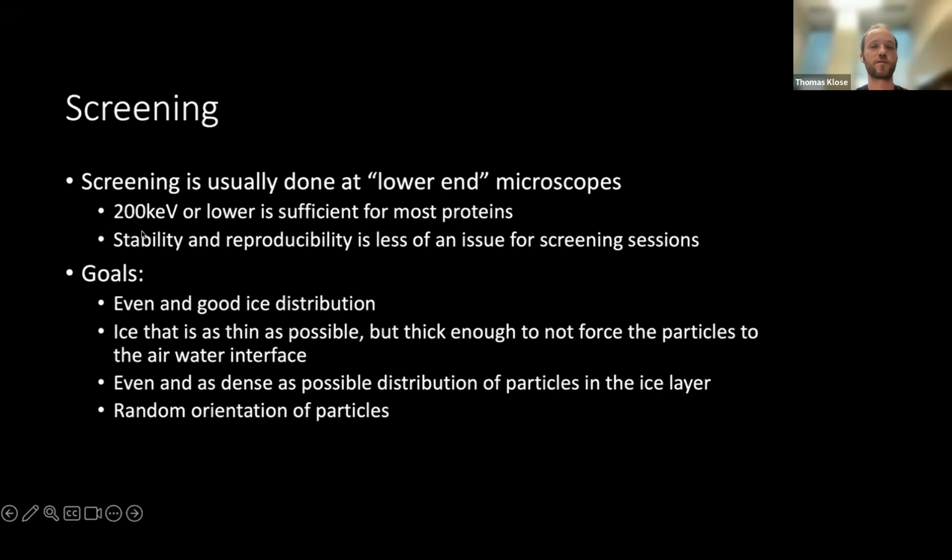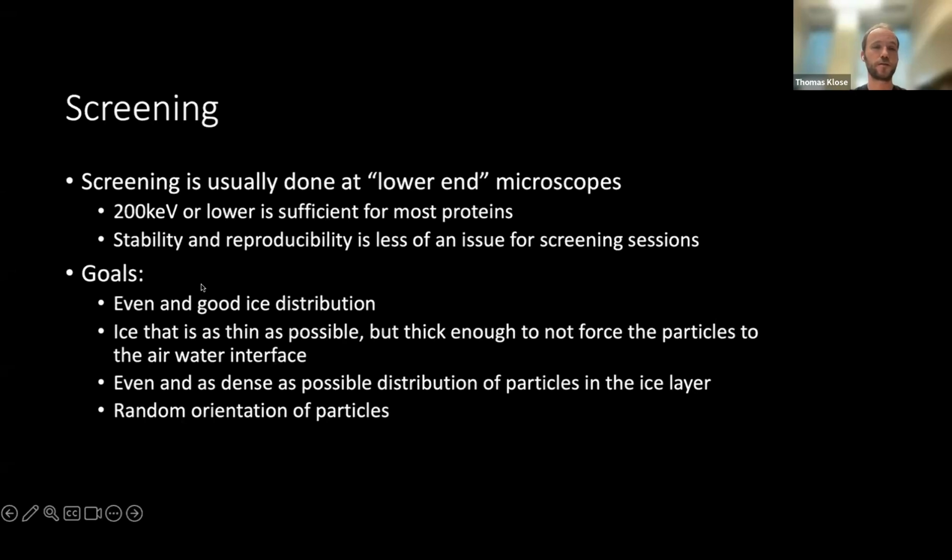One of the reasons is that they are a little bit less stable and less reproducible than the data collection microscopes. Not by any large order of magnitude, but for quickly changing samples and just taking a few snapshots to figure out if the ice is good and how the ice looks on the grid, that is less of an issue. That being said, even these lower end microscopes are getting better and better, and very high resolution structures are now being solved on what would have been considered a screening microscope a couple of years ago.